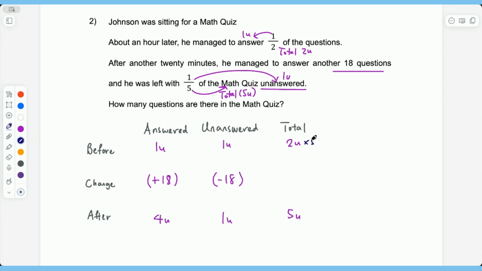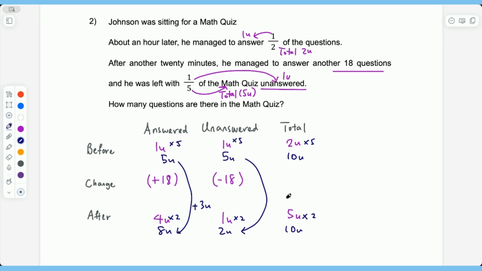So I'll times 5 for the first row. That gives us 5 units, 5 units, and 10 units. And the last row, I will multiply by 2. That gives us 8 units, 2 units, and 10 units. 5 units became 8 units, so we added 3 units. 5 units became 2 units, so we minus 3 units.